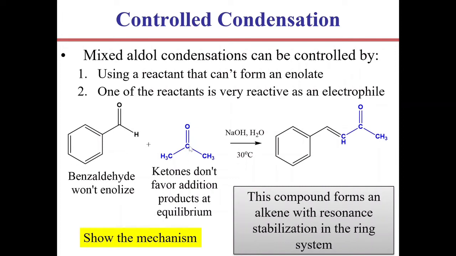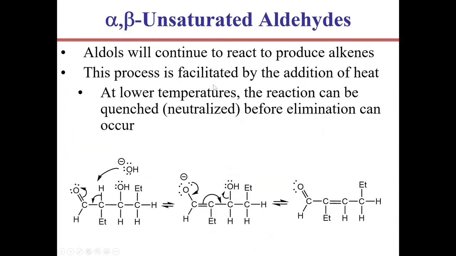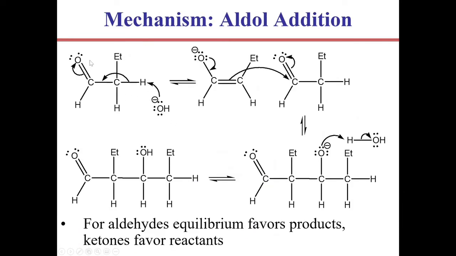They don't act as very good electrophiles. Let's go back to that mechanism and talk about why that is. Here we form the enolate, and then the enolate pushes into a carbonyl group. If this carbonyl group has another alkyl group, then the product of that reaction has a bunch of steric issues.